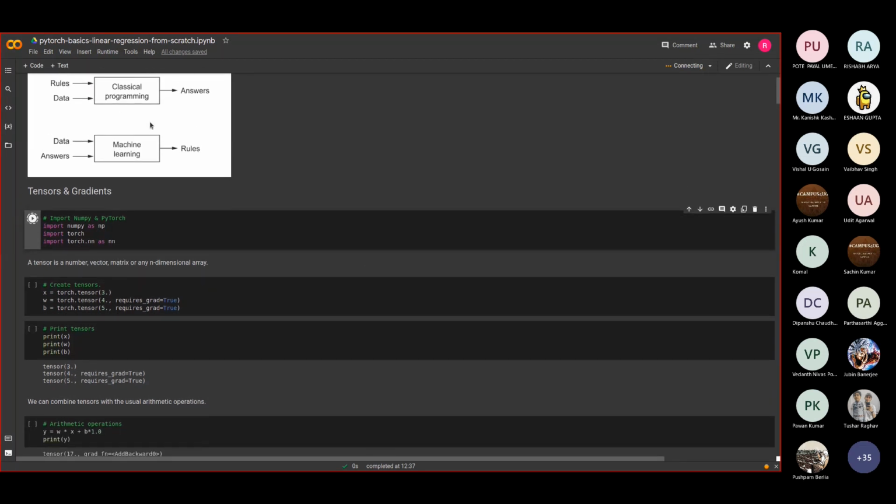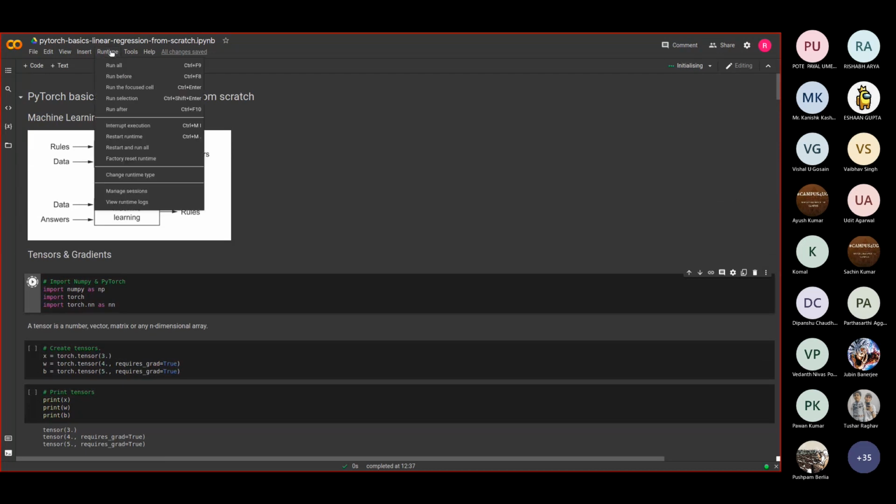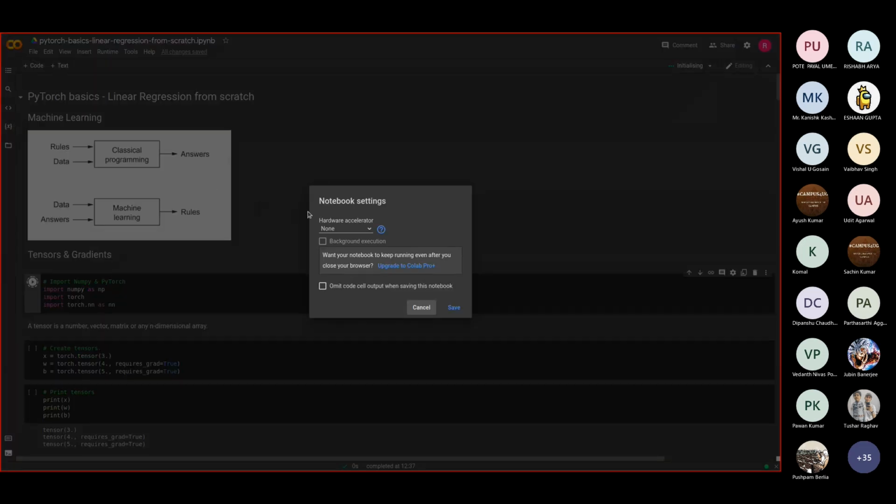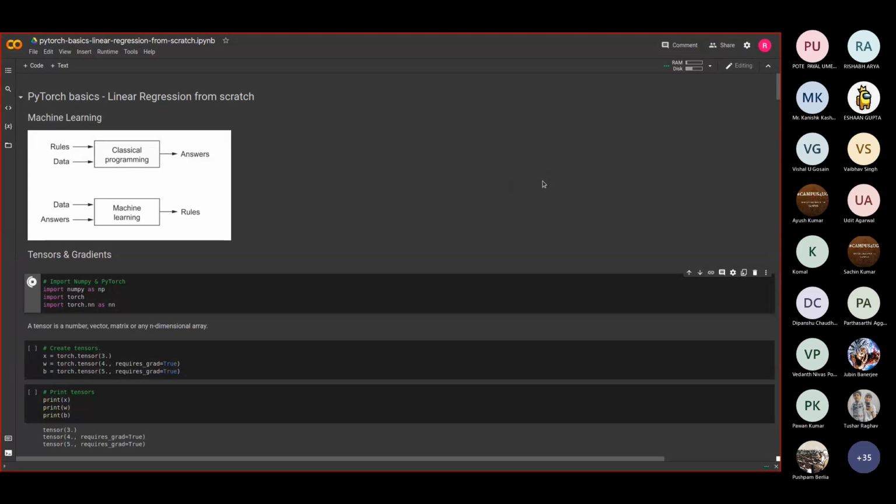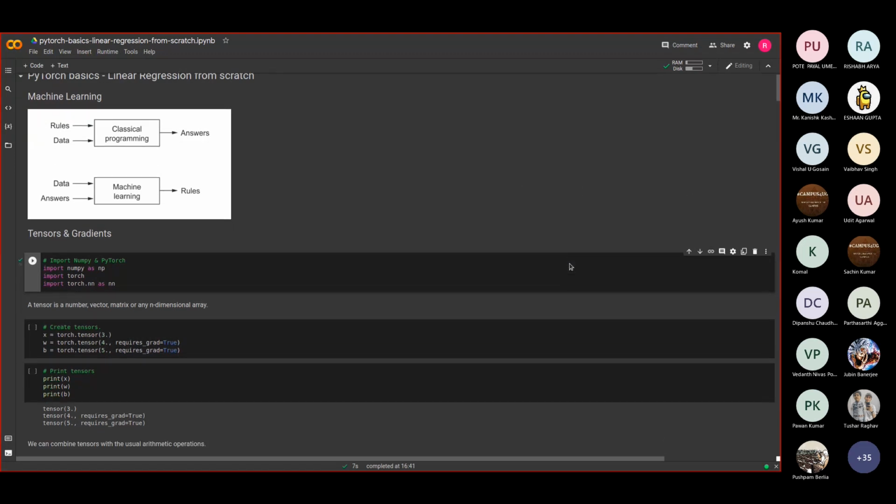And many people are asking about GPU, so you can use your GPU in Colab itself by changing your runtime and then selecting GPU over here. Yeah, and you'll have only a limited, I guess, 12 or 8 hours of GPU per day. And if you're using only CPU, that is none, then I guess you have unlimited.